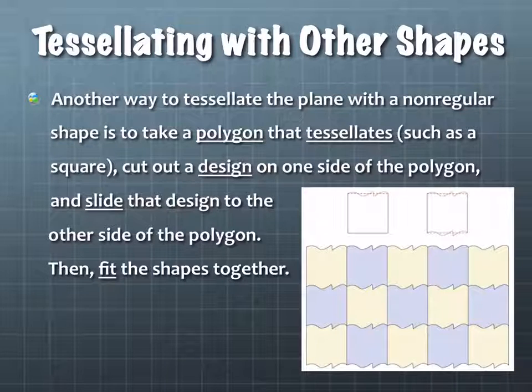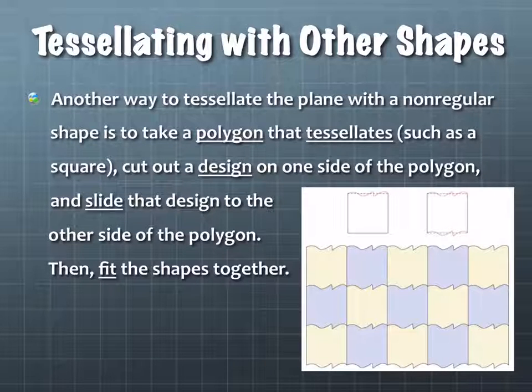So another way to tessellate the plane with a non-regular shape is to take a polygon that tessellates, like a square, and cut out a design on one side. So you can see this on the side, this sort of reddish coloring up here is a cut out shape alongside. And literally took a pair of scissors and cut the thing apart, okay? And then you have to slide that cut down to the other side so that it's a mirror image. So these look sort of parallel. You know, the cuts are identical on the top and the bottom.